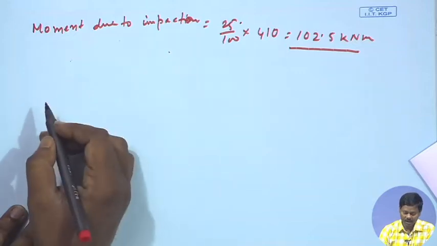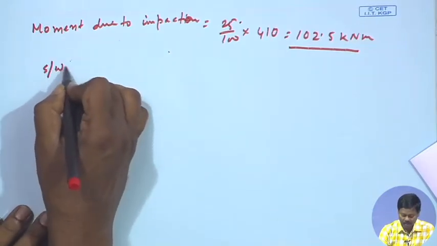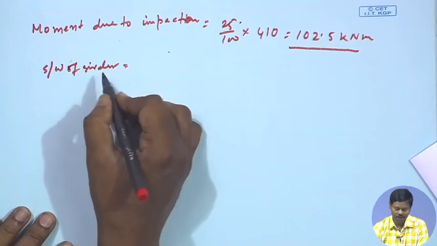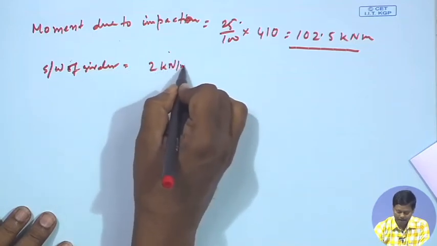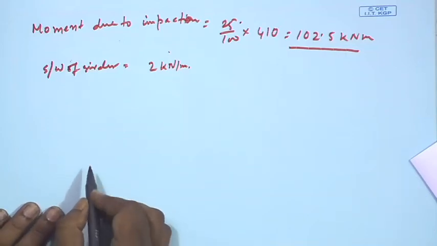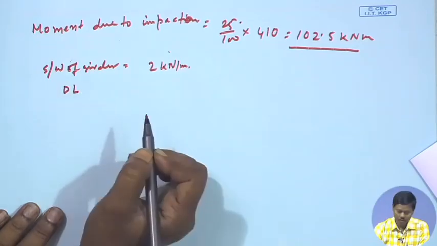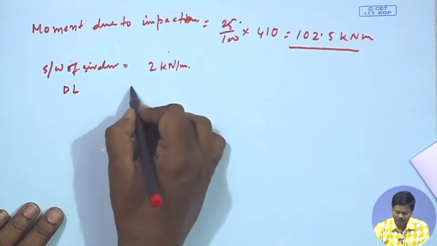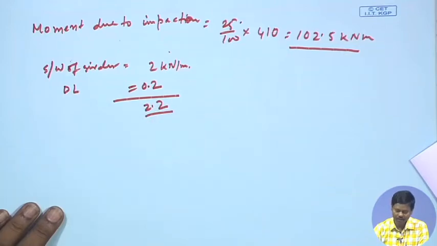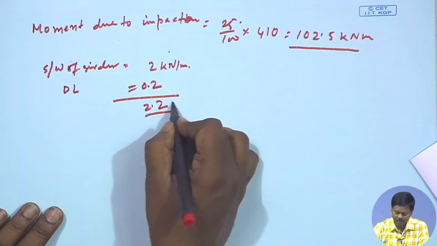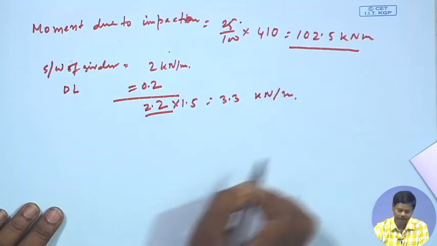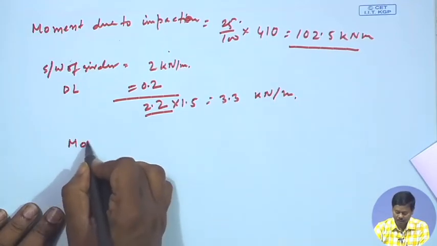Now, another is the self weight of the girder, we can assume. So, self weight of girder, let us assume 2 kilonewton per meter, okay, because the girder will also have some load, and because of that we need to calculate the moment. And dead load due to the rail was 0.2. So, total load is 2.2, dead load due to self weight and rail. So, factored load will become 2.2 into 1.5. So, 3.3 kilonewton per meter.